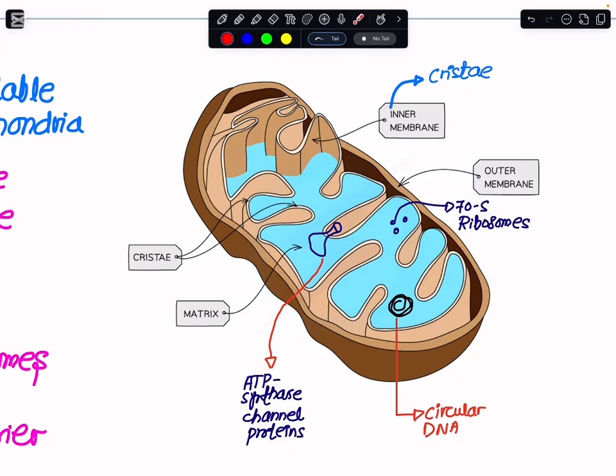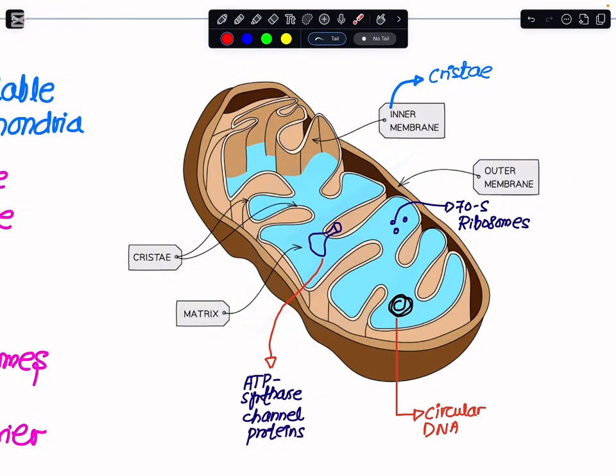Now, if you look clearly, within the mitochondria we have this fluid-filled space. This fluid-filled space has some enzymes for one of the mechanisms that happens within the mitochondria, and that is the Krebs cycle. So for the Krebs cycle, the enzymes are available here within the matrix.